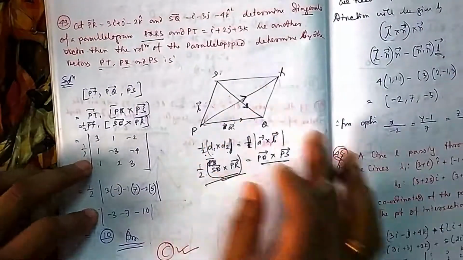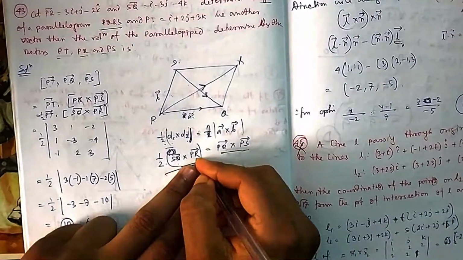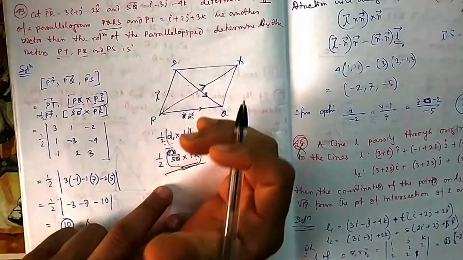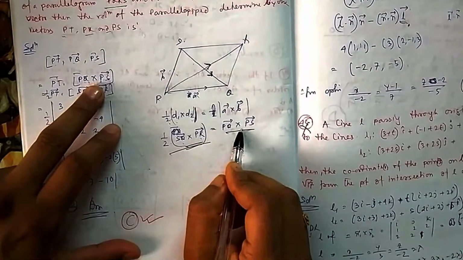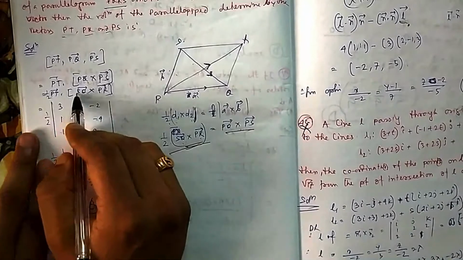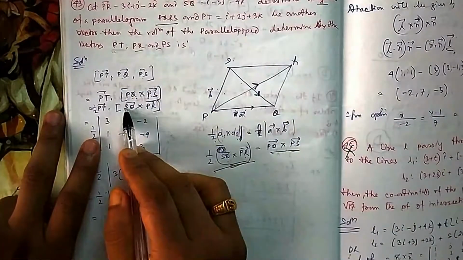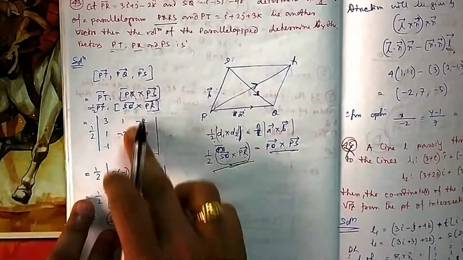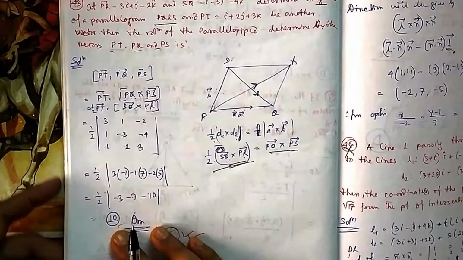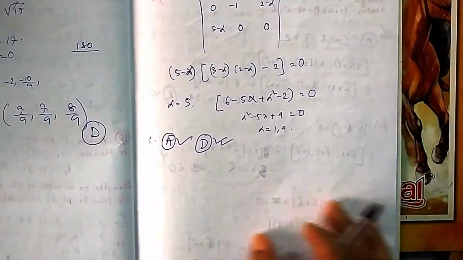Magnitude, whatever you take, magnitude is okay. But for orientation, which should be crossed with which one, which should come first, which should come after, that has to be decided from this direction concept. So instead of PQ, PS, you can directly write this one. Once you write this, half is constant, you can take it out. Then every value you know, PT, SQ, PR are given, you can put it there and expand it using the determinant formula. Answer is 10.